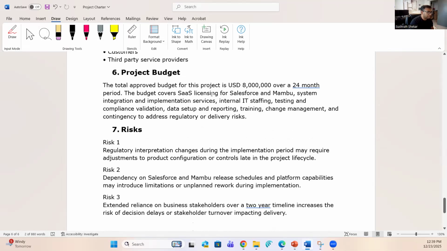So the next item in the project charter is the budget. The total approved budget for this project is $8 million for a 24-month period. The budget covers SaaS licensing for Salesforce and Mambu, system integration, implementation services, internal IT staffing, testing and compliance validation, data setup and reporting, training, change management, and contingency to address regulatory or delivery risks. So the overall budget is also given in the project charter. For a period of 2 years, the budget is $8 million. That's what we are spending on this project.